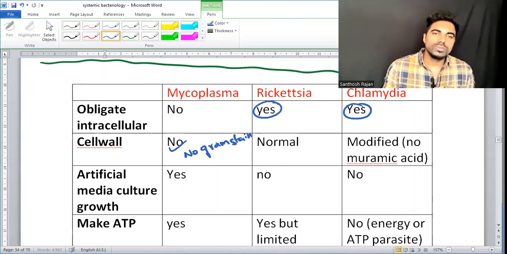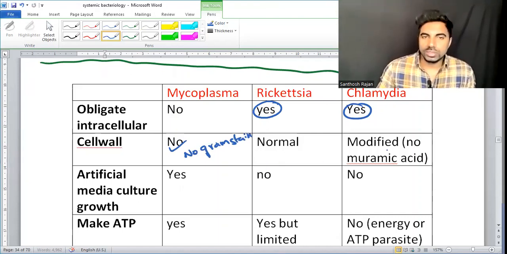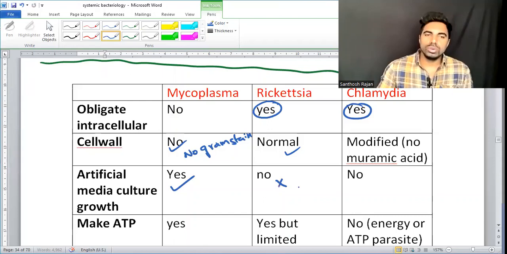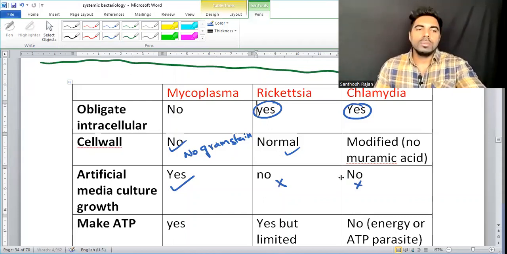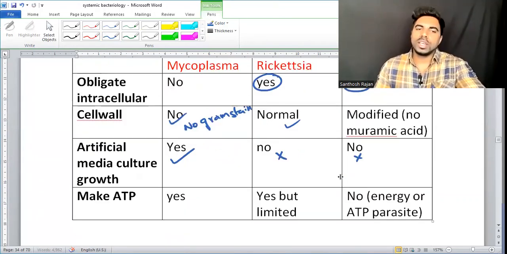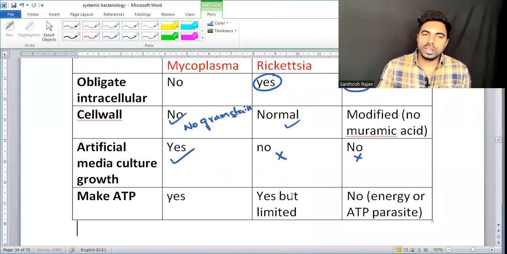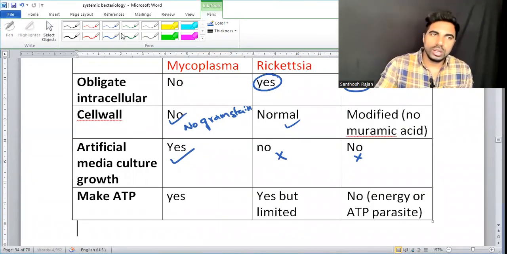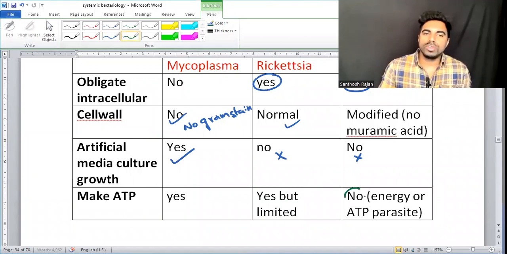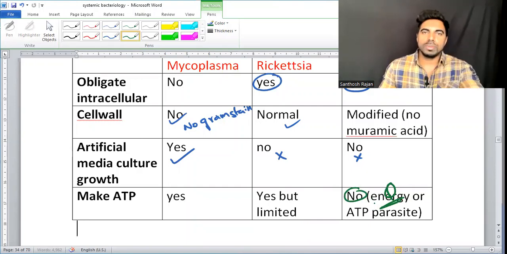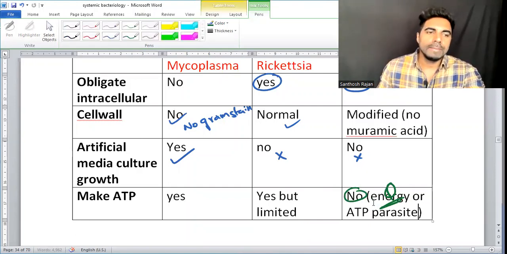That's important. In chlamydia, gram stain is useless because of the modified cell wall without muramic acid, but rickettsia is fine. Mycoplasma grows in normal artificial culture media, but rickettsia and chlamydia don't. Mycoplasma definitely makes ATP. Rickettsia is limited, but chlamydia definitely doesn't. That's why we call it an energy parasite. Which one is called energy parasite? Your chlamydia.